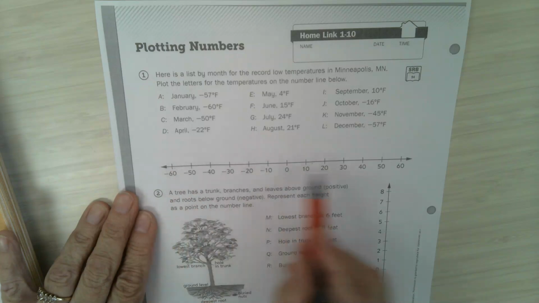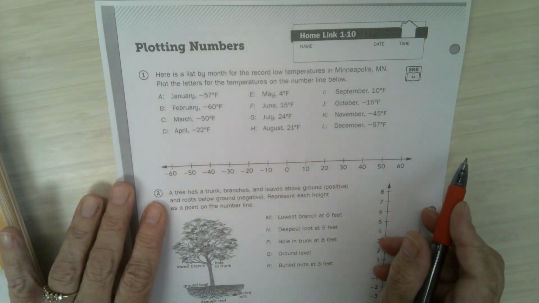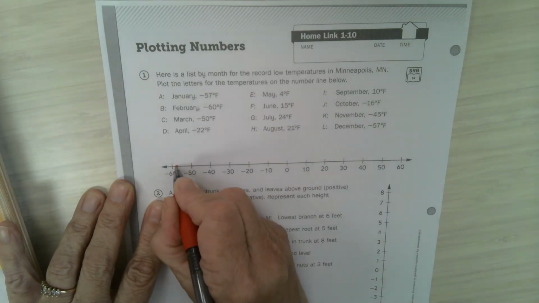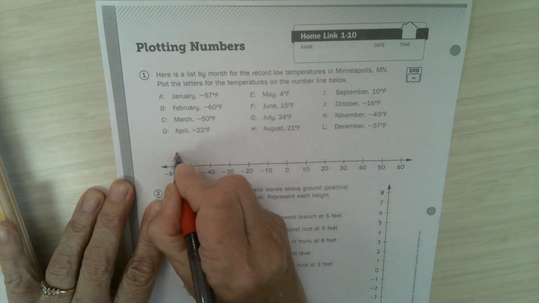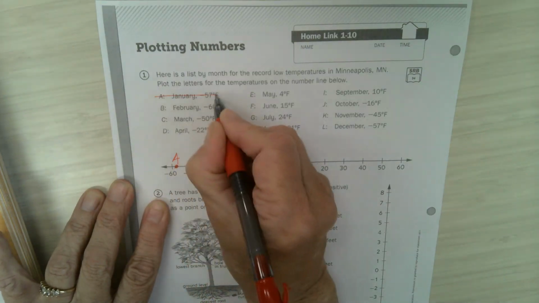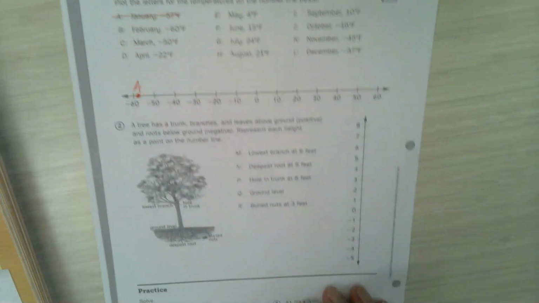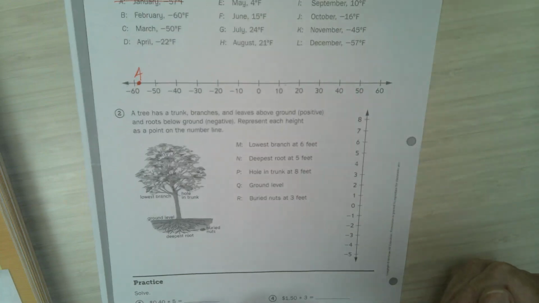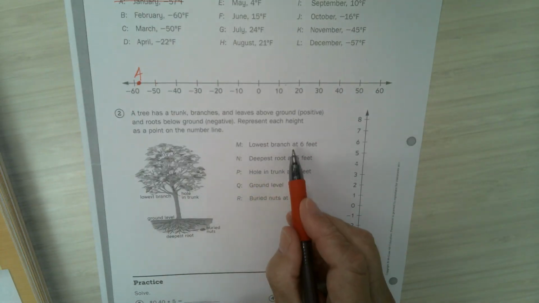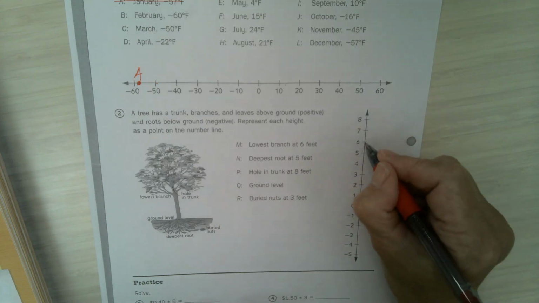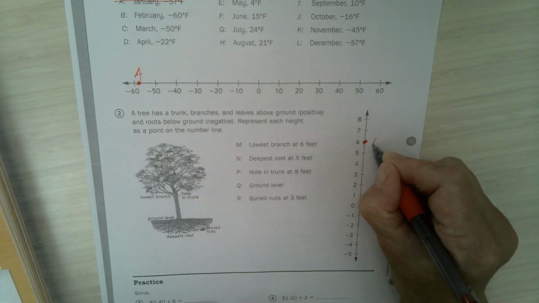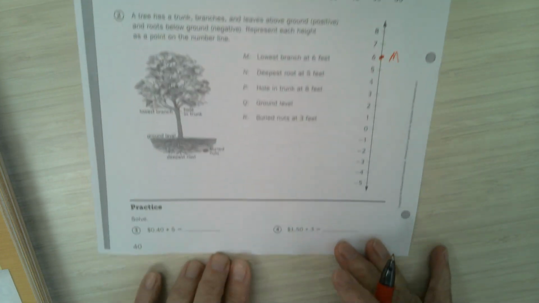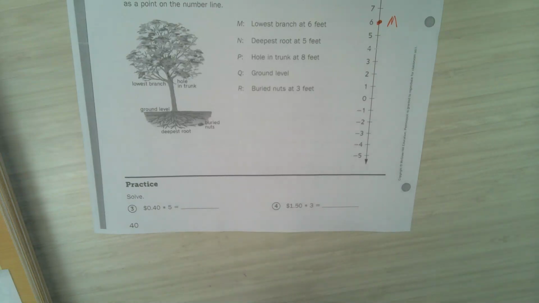Put the letter on the number line that would match. Negative 57 degrees is in between negative 50 and negative 60, closer to the negative 60. Put a dot, and that's letter A. So you've got that one finished. And the same thing here with the tree trunk. This is called a vertical number line. Lowest branch at 6 feet. Well, this is going to be the 6 feet and put an M. Okay? And then don't forget to do the 2 problems at the bottom.